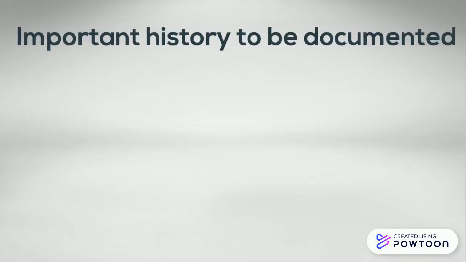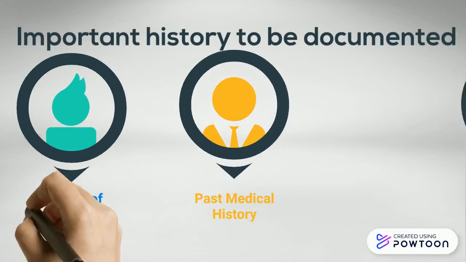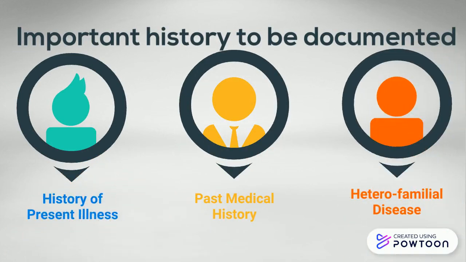The history that is important to be documented in this condition is HPI, PMH, and HFD, to note the chronicity, and since genetics and metabolic endocrine disorders may also be associated.